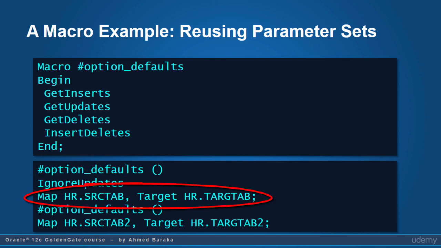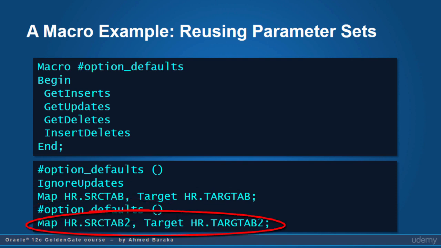The next mapping between the source table hr.src_tab and the target table hr.targ_tab will be affected by the IGNOREUPDATES parameter. Then the macro is called again, and after that there is a mapping between the src_tab2 and trg_tab2 tables. For this mapping, the parameter GETUPDATES takes effect.